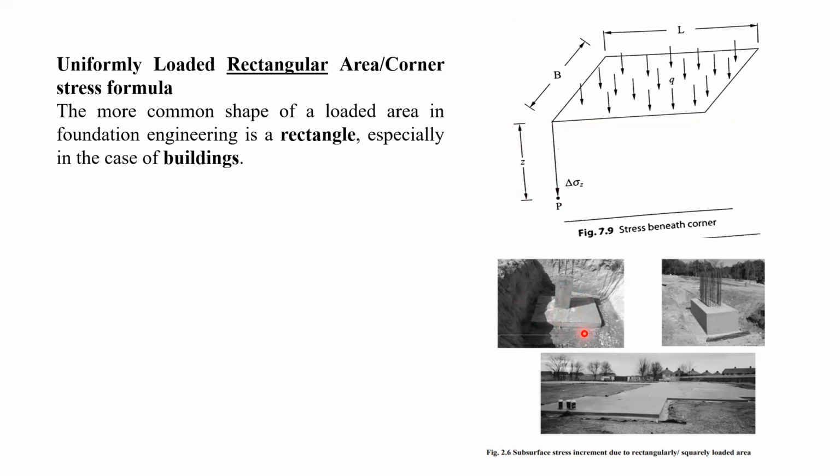So here also you can see these figures. If you want to find out the vertical stress below the base of this footing at a certain depth, at any corner, we can use this formula, right? This is also a column footing. Here also, suppose this slab, a rectangular area, is going to be loaded by some uniformly distributed load. So in this case also, we can find out the vertical stress at the corner.